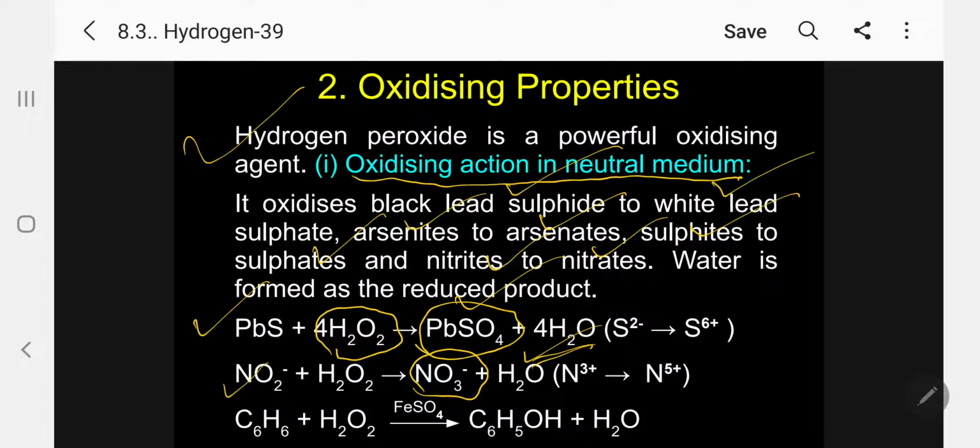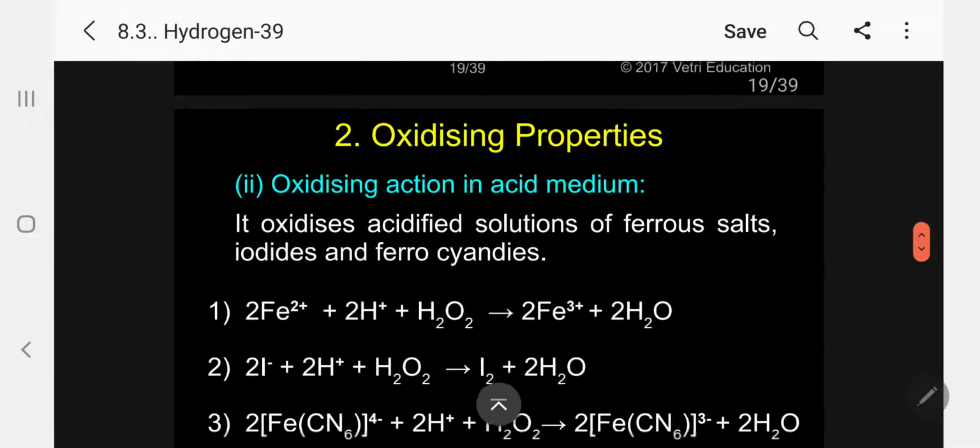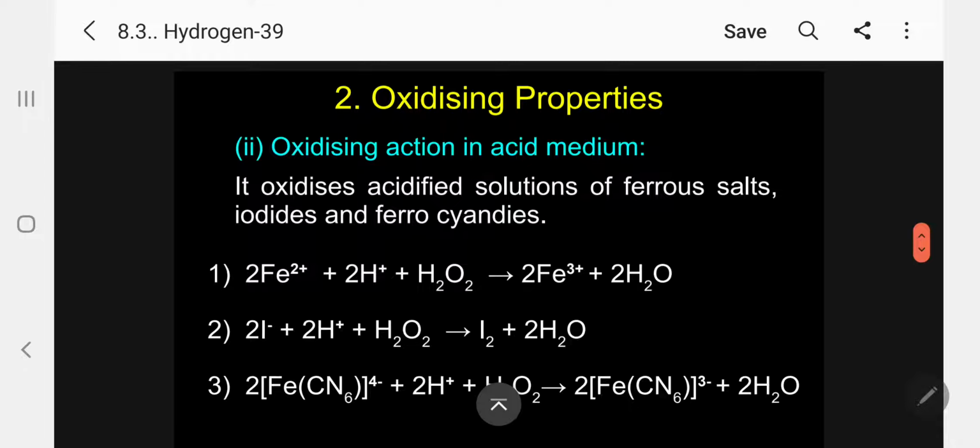And the next one, benzene on hydrogen peroxide in the presence of ferrous sulfate catalyst, converting benzene to phenol and water. So here also it undergoes oxidation. Addition of oxygen is taking place, converting benzene to phenol. It is oxidizing action in neutral medium. Kindly follow. Now, second, oxidizing action in acid medium, let me discuss now.